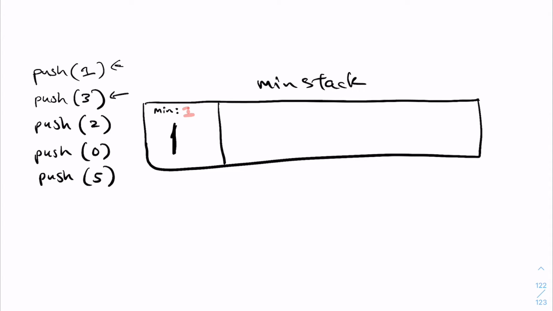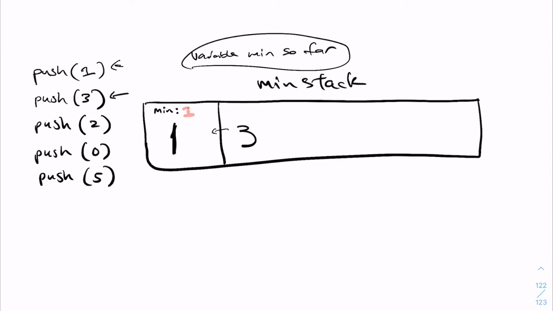Let's move on to the next one, which is 3. So we push 3 to the stack. And what's the minimum so far? We can check the previous node right here, or we can keep a variable at the top, like min so far or something like that. Anyways, we can know what the minimum so far is, and then we can compare it with the current one that's going to be put onto the stack. Then the minimum here on this one would be 1.